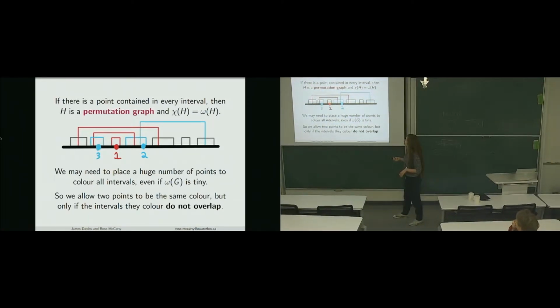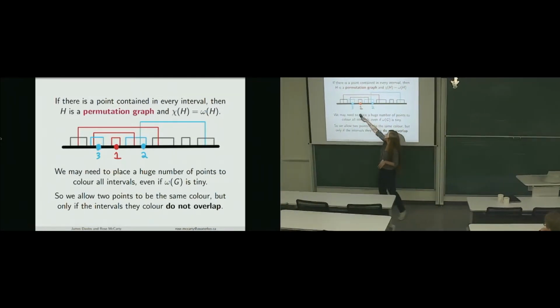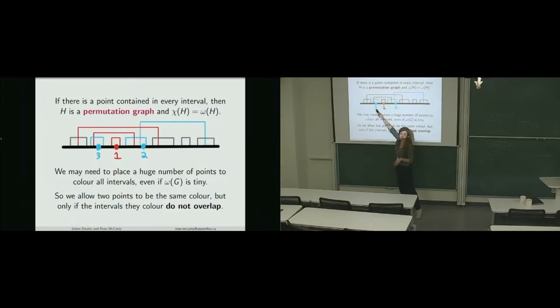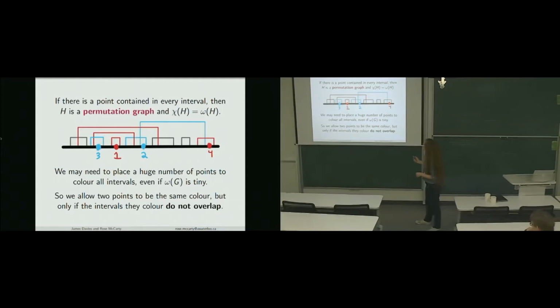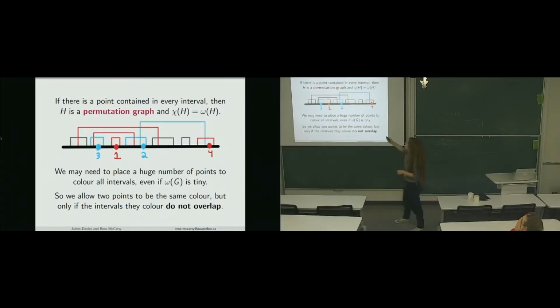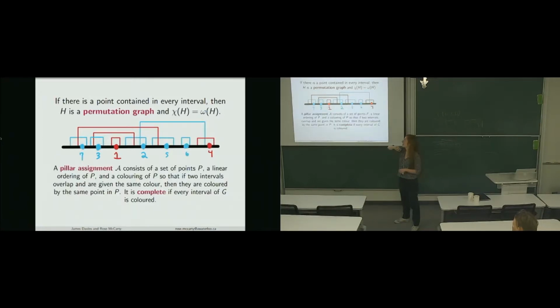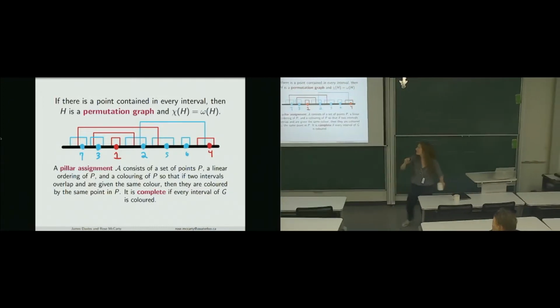But we could do this, and now this point can be blue again because there's no point colored by this point that overlaps with a point with an interval colored by this point. And then this one could be red. And now the rest of the uncolored intervals don't intersect any blue points, so I'm fine to place blue points and use them to color the rest of the intervals.